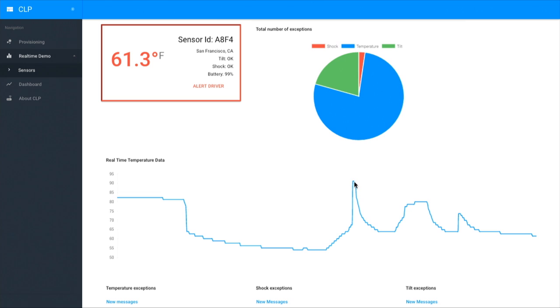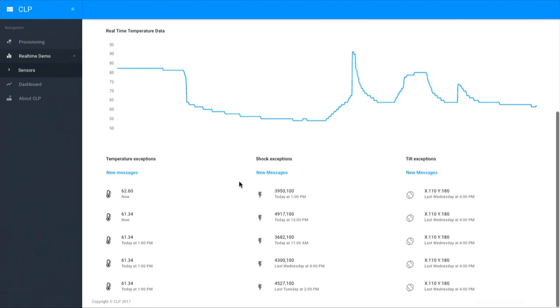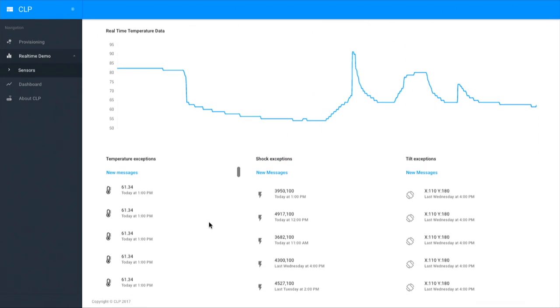This is the same kind of data that I showed you on the dashboard, but this is for an individual sensor. So now we're looking at an individual sensor's data. You can see all the exceptions that have occurred with that sensor, and the majority of those are temperature exceptions. Below that, you can see a historical trend of what's gone on with this sensor. So that's temperature trend over time.